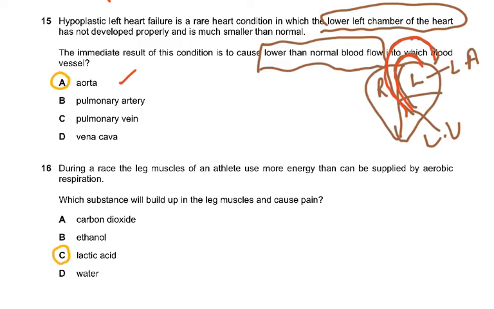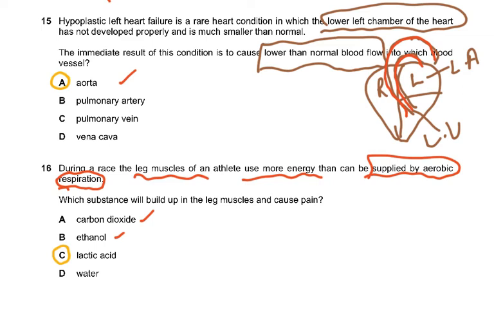Then coming on to question number 16. During a race, the leg muscles of an athlete use more energy than can be supplied by aerobic respiration. Which substances will build up in the leg muscle and cause pain? Makes sense. Aerobic respiration cannot supply enough energy, so anaerobic respiration will start, and anaerobic respiration results in the production of lactic acid. Please remember, ethanol and carbon dioxide are produced in yeast. So carbon dioxide and ethanol would be the answer if it was a question on anaerobic respiration in yeast.